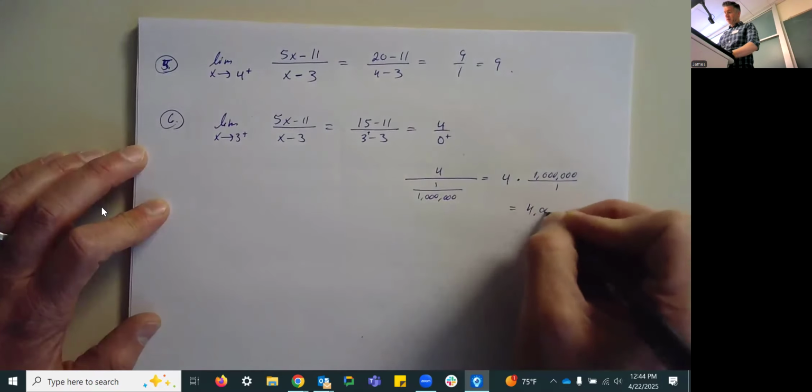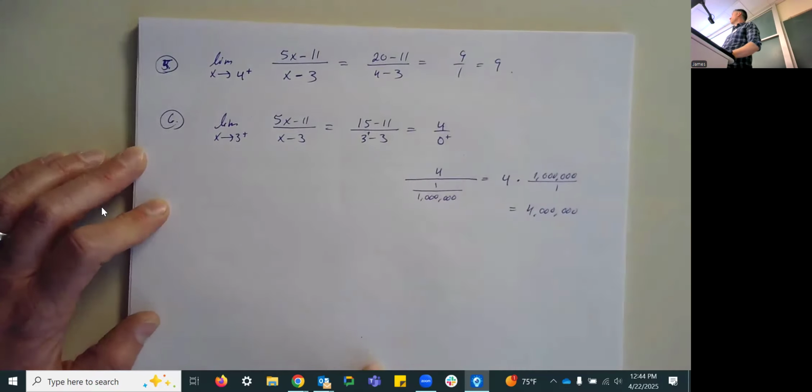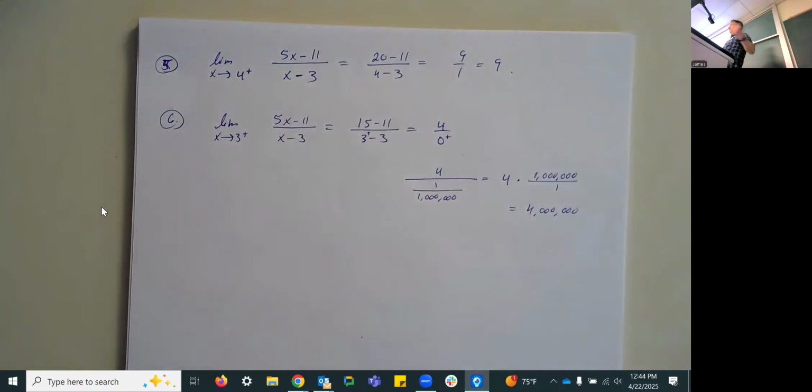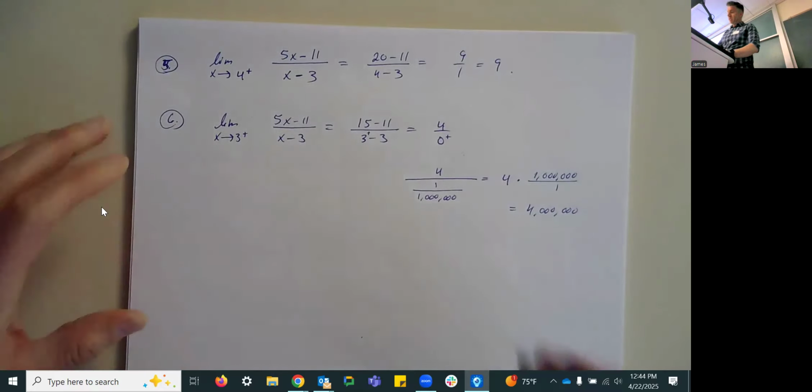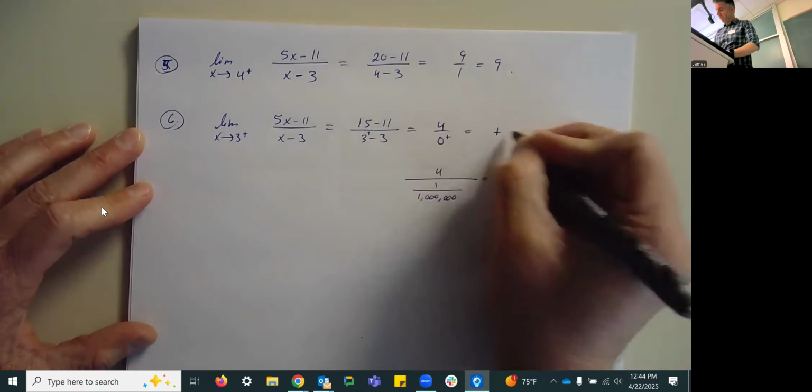And that's pretty big as far as numbers go. So when you divide by something big, your fraction gets small. When you divide by something small, your fraction gets big. When I say small, I mean 0. When I mean big, I mean positive or negative infinity. So this limit would be positive infinity.